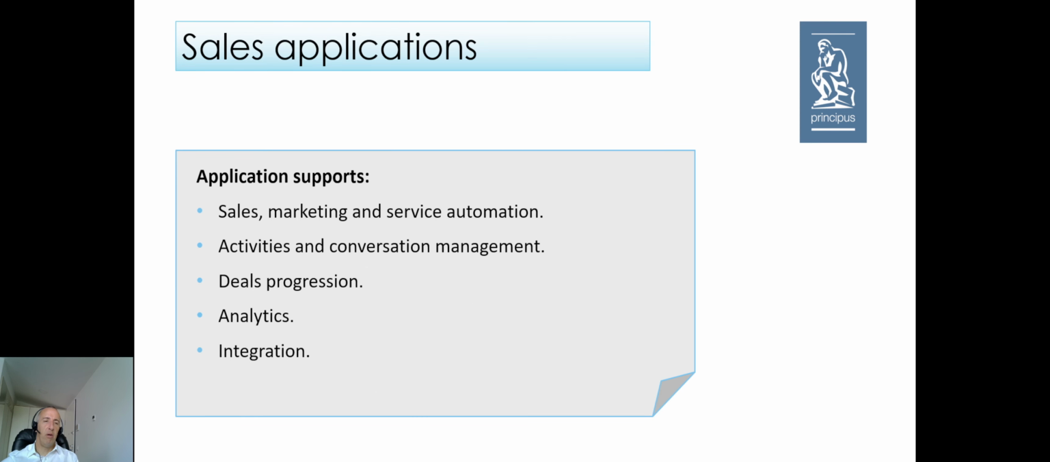If you want to run a successful sales organization in today's highly competitive environment, you need to support your sales activities with proper sales applications. Some of the areas you can support with applications are sales, marketing, and service automation, activities and conversation management, either supporting them or analyzing them, deals progression, which is actually funnel management, analytics that can be also upgraded to predictive level, and integration of customers' information from different sources.